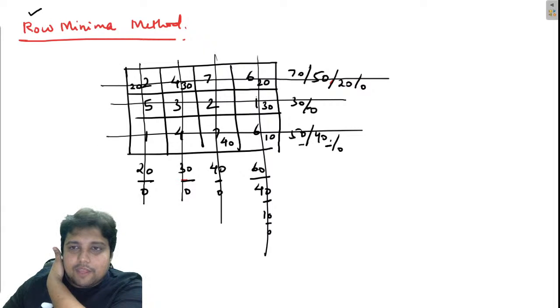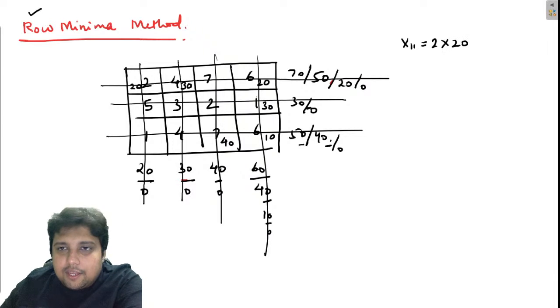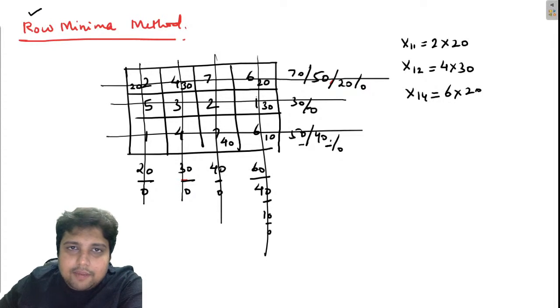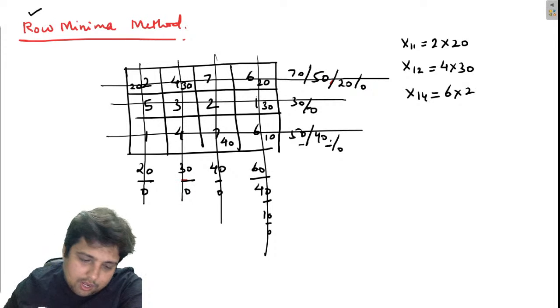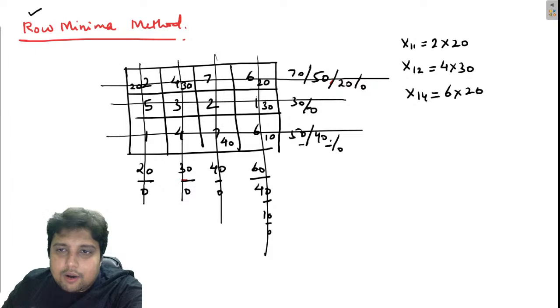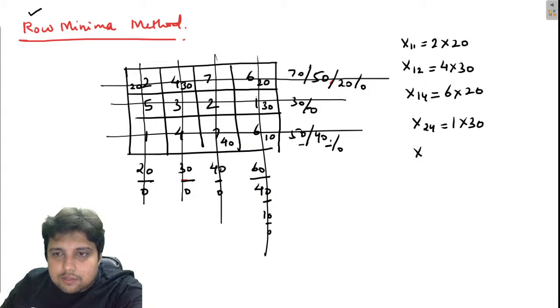Let me write. X11, 2 into 20. X12, 4 into 30. X14, 6 into 20. Guys, if you have any doubt, feel free to ask me.